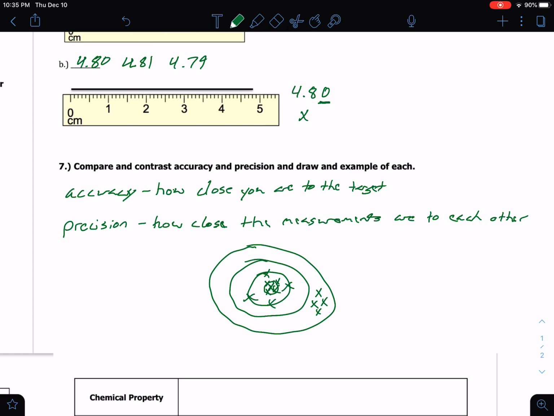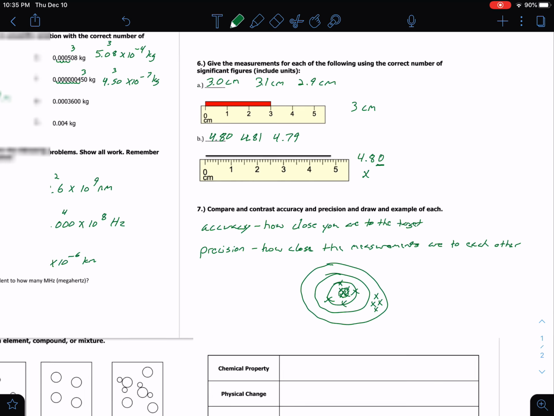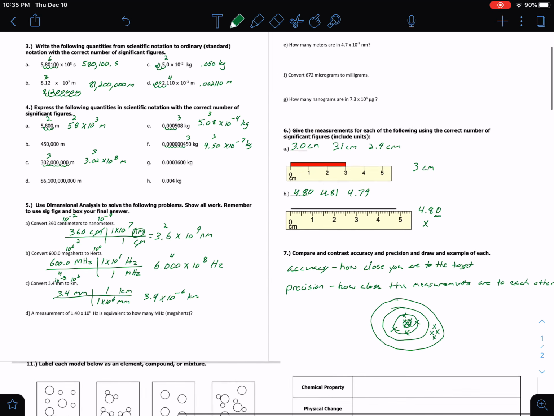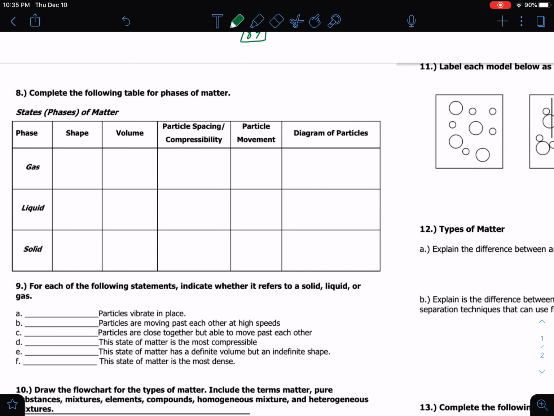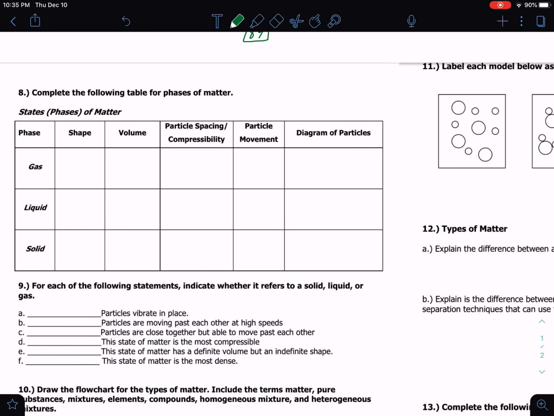So accuracy is how close you are to the target value. Precision is how close your measurements are to each other. Those don't necessarily have to be accurate. So there goes that page. We're kind of moving through this, so that's good. Now we're going to move on to states of matter.